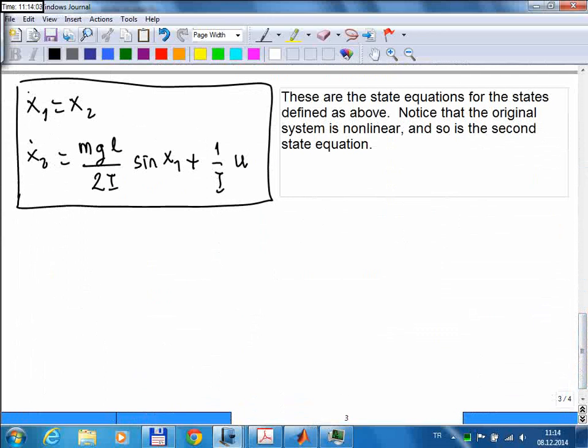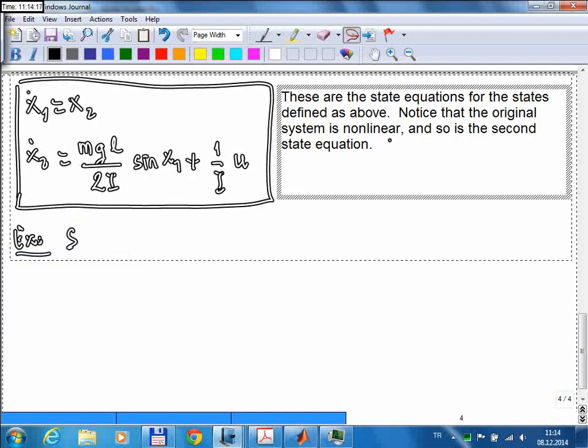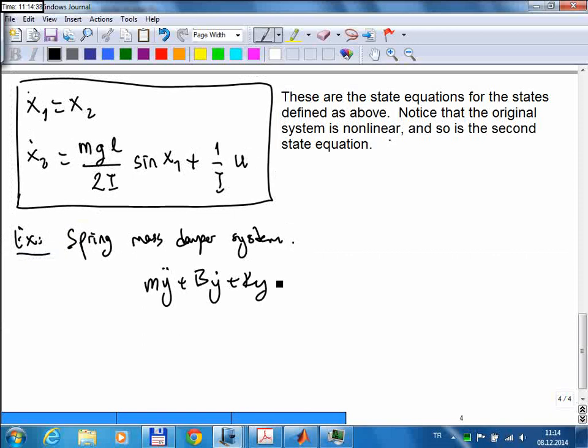Okay, now let's consider another example. This time let's consider a linear system. Let's consider a spring mass damper system. For this system, we have the system equation as m y double dot plus b y dot plus k y is equal to some function f.